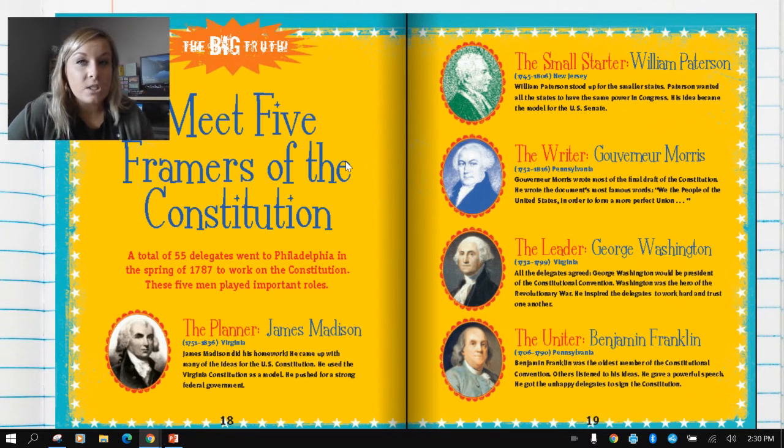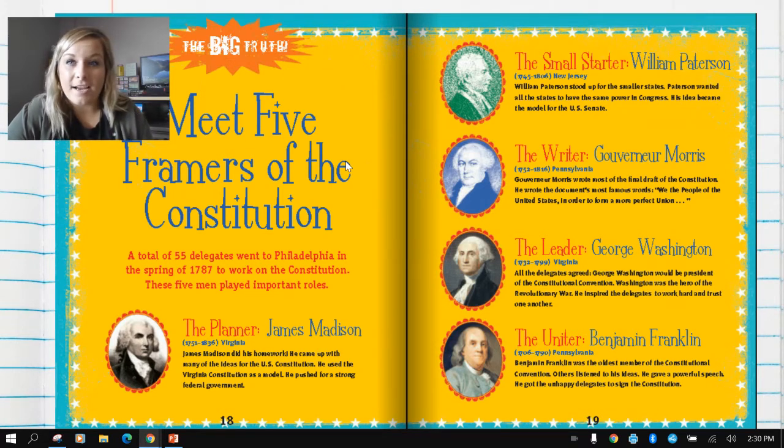Okay, the small starter was William Paterson. He was alive from 1745 until 1806 and was from New Jersey. William Paterson stood up for the smaller states. Paterson wanted all the states to have the same power in Congress. His idea became the model for the U.S. Senate, which we've already talked about.